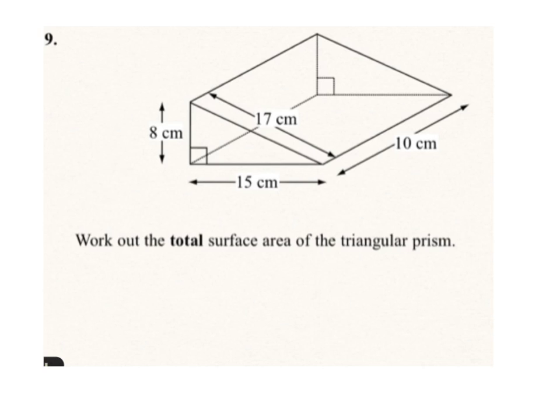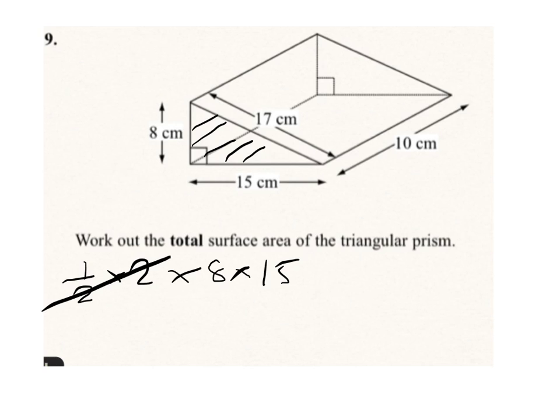So, surface area, so we'll start with the triangles, where you've got the triangle at the front. There's two of them, so you're going to get a half times 2, it's two triangles, half because it's a triangle, half times 2 times 8 times 15. So the half times 2 will cancel out and you'll get 8 times 15 is 120.